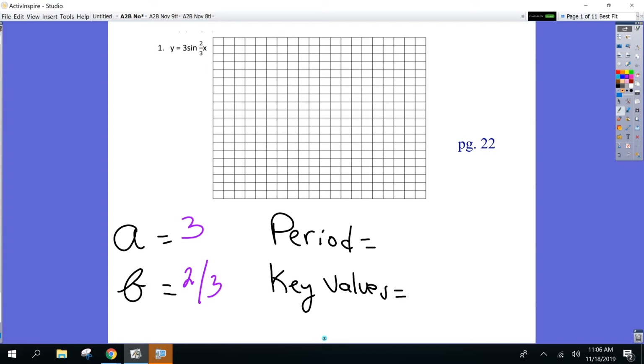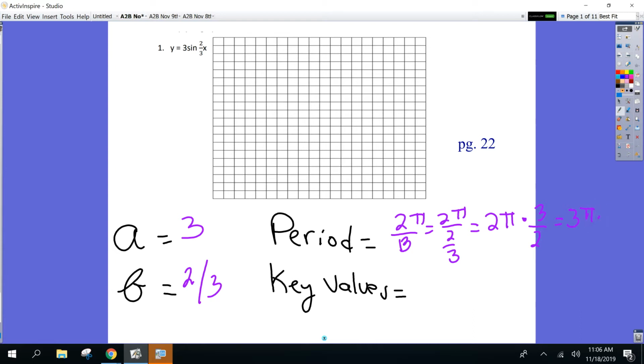Okay, we good? Period. 2 pi over that B value. So you had 2 pi divided by 2/3. And here we go. 2 pi, change it to multiplication, flip the 2/3. The 2 should have canceled out, so you should have given me a period of 3 pi. Good there. That's where your graph should start or end.